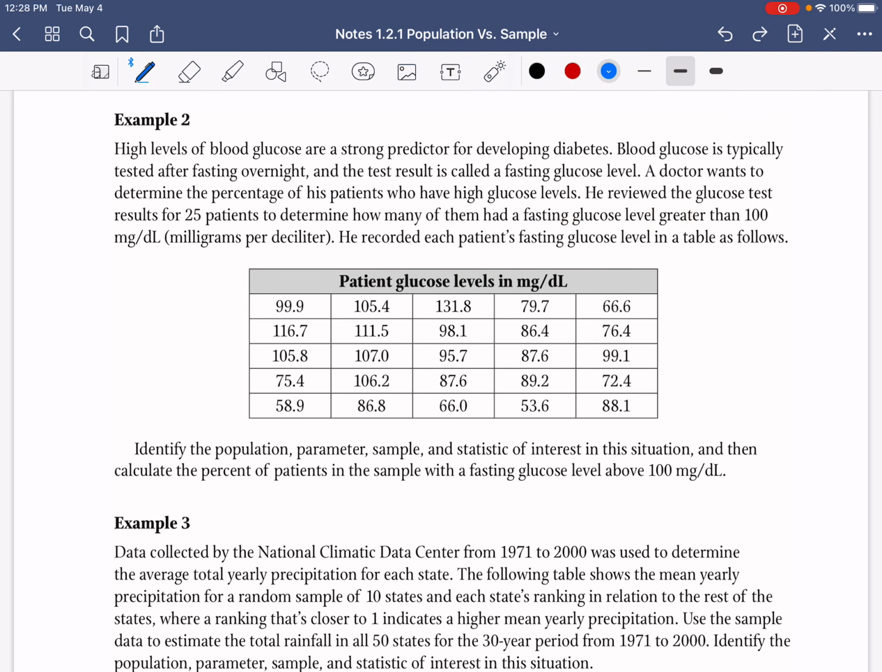Okay, so first is our population. We're talking about this doctor, right? The doctor wants to determine the percent of his patients with high glucose levels. So the population is just all of the doctor's patients.